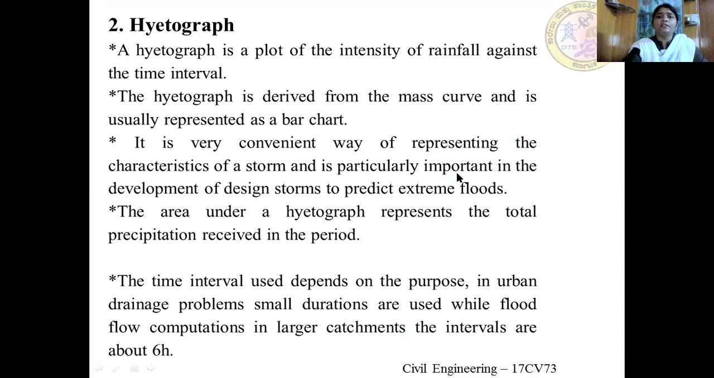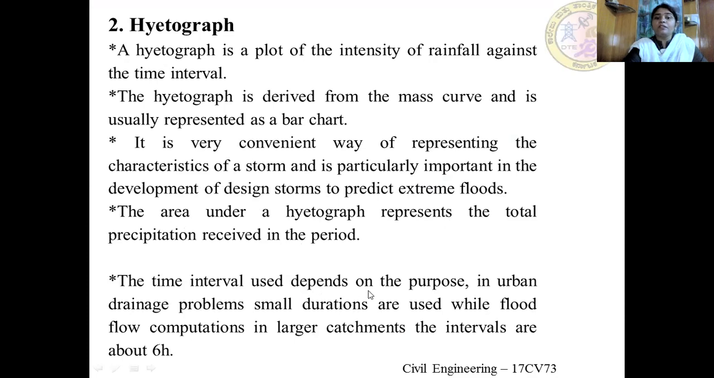It is a very convenient way of representing the characteristics of a storm and is particularly important in the development of design storms, so you can predict extreme floods. The area under a hydrograph represents the total volume of rainfall received in that particular period.